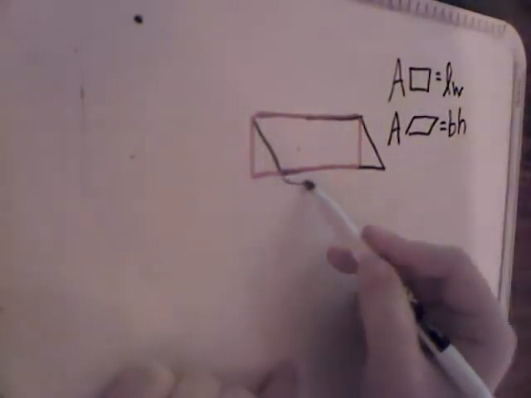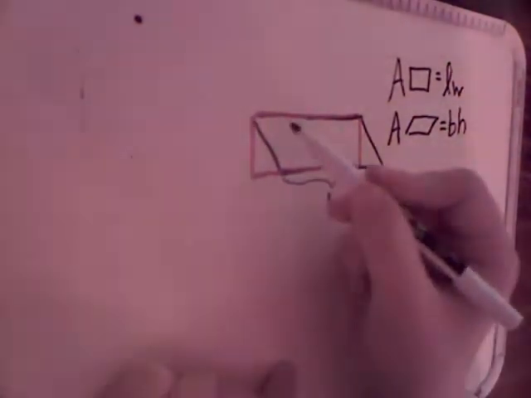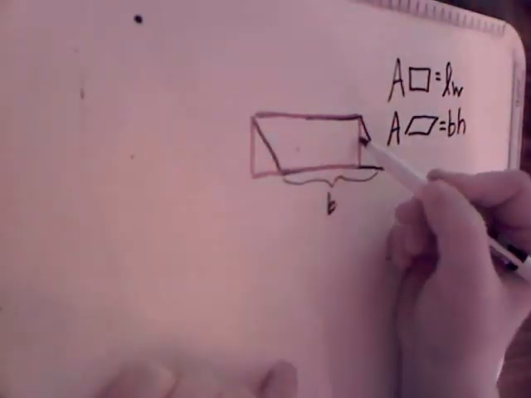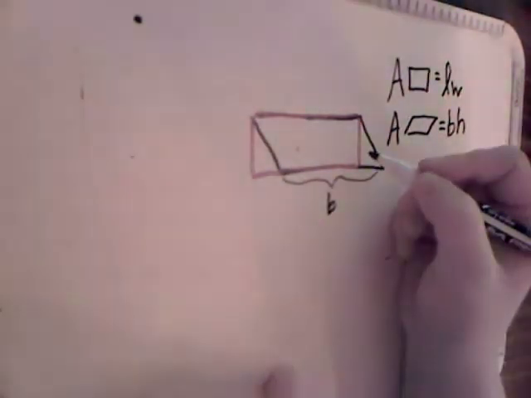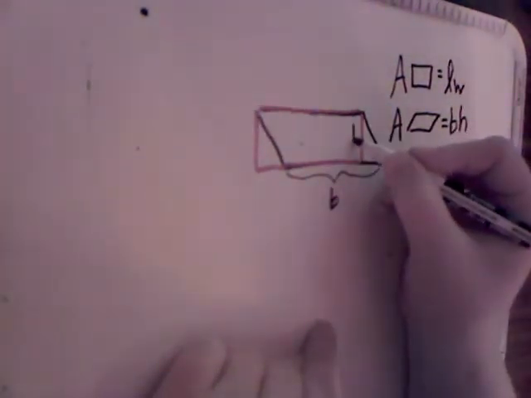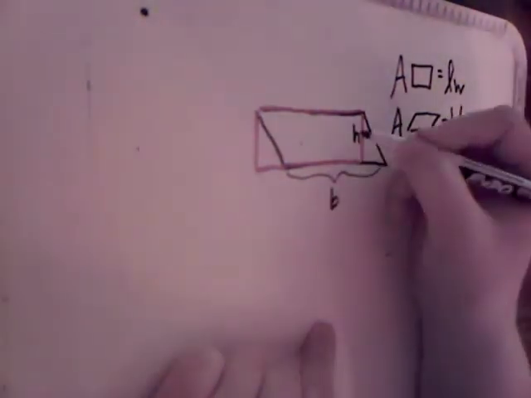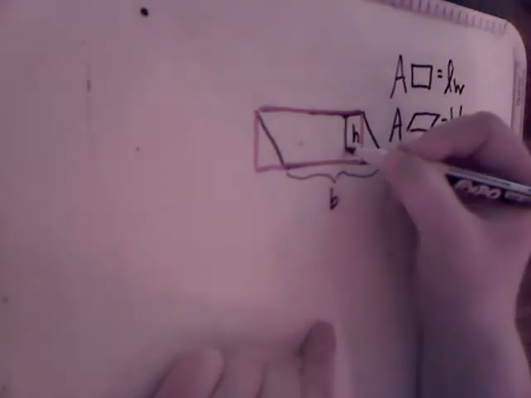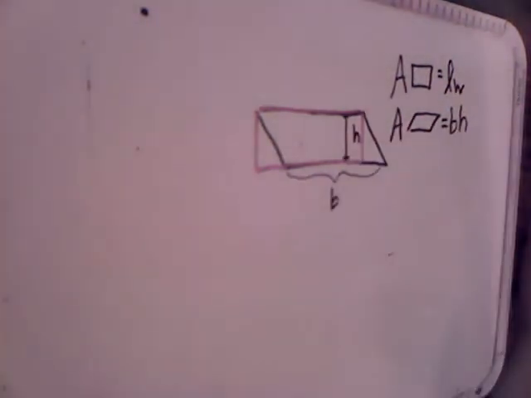Base is this bottom part, and height is this line right here. It's actually the length of the rectangle because it goes top to bottom, but a parallelogram doesn't have a length, so we call it the height.